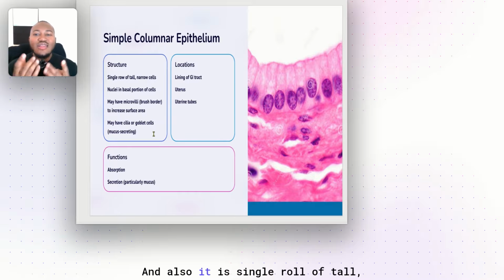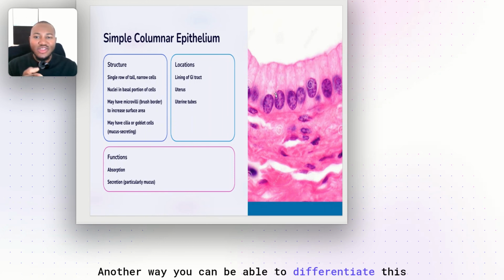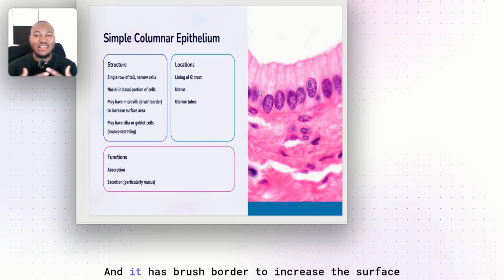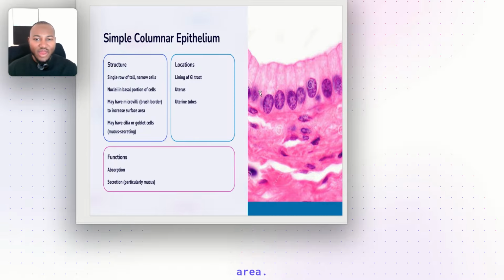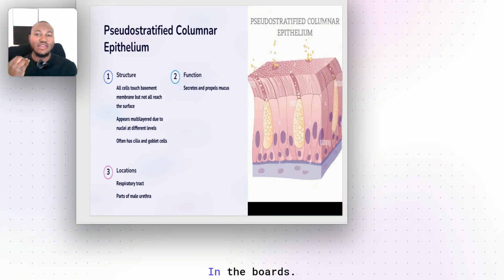All right? And also, it is a single row of tall, narrow cells. Look at the tall cells. You see how they are tall. Another way you can differentiate this from pseudostratified is that pseudostratified is also tall, but look at the nuclei. You see how all the nuclei are well arranged at the basement membrane. If it is pseudostratified, you see that there are some nuclei up here, because as the pseudostratified is trying to confuse you, it will push some of the nuclei up. Wisdom, right? Good. So I need you to understand this. It has a brush border to increase the surface area. So bear in mind that simple columnar is very common in the boards.